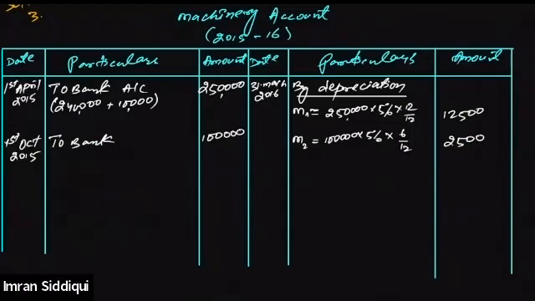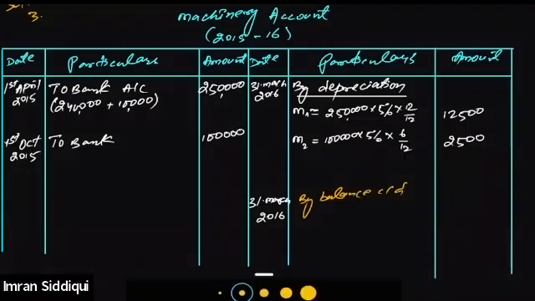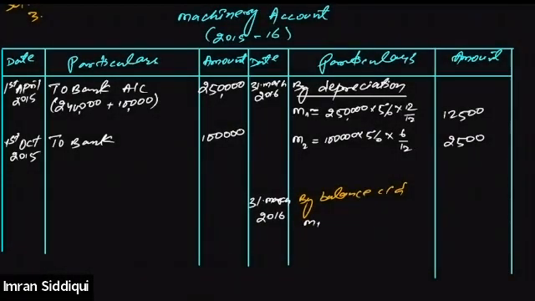Okay. Now this is the value by which both the machinery have depreciated. Now we'll find out the closing value. So as on 31st of March 2016, closing value will be, that is by balance CD. By balance CD will be for the first machine 2,50,000 minus depreciation 12,500. And for M2, it will be 1 lakh minus 2,500.